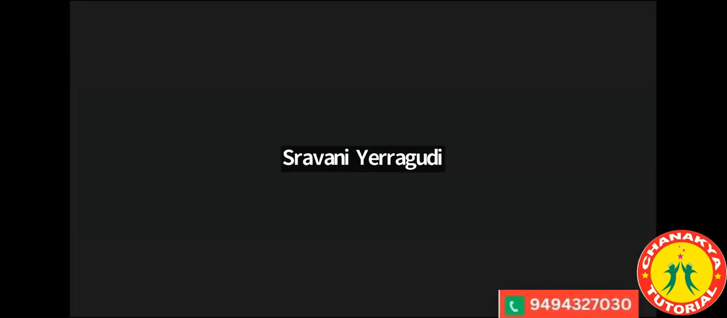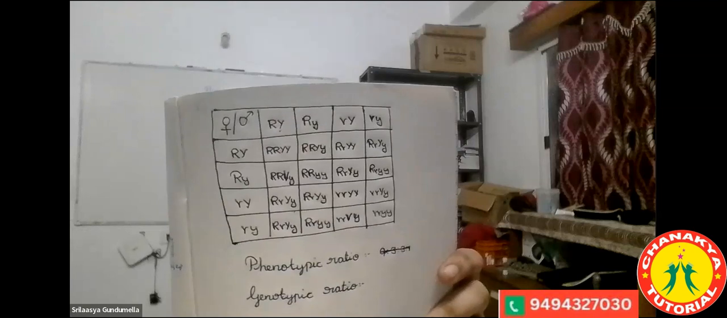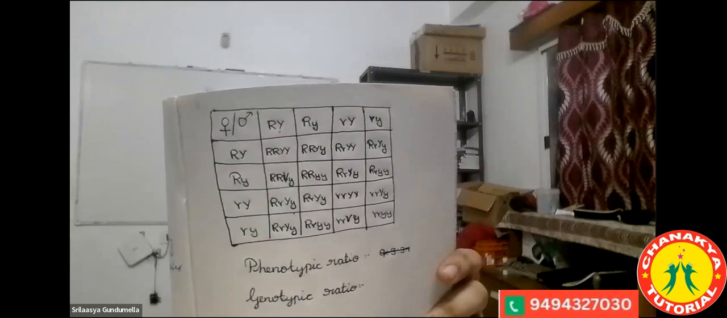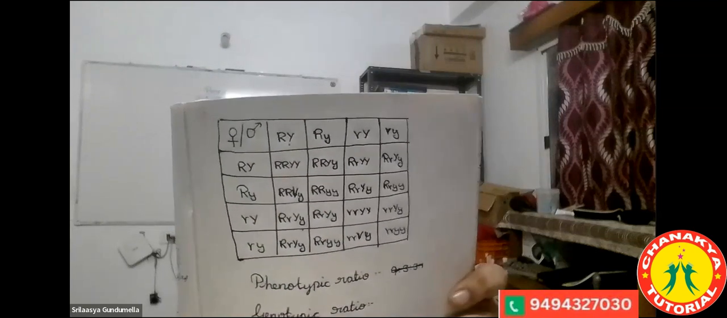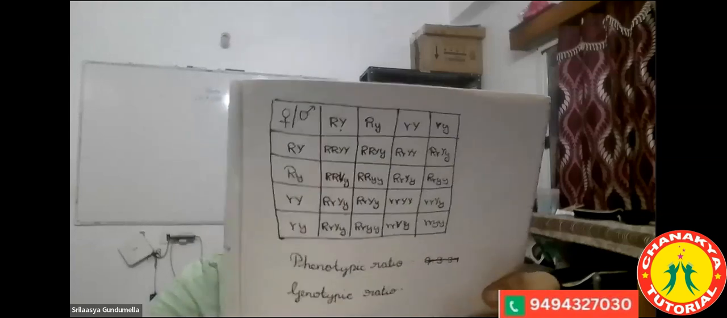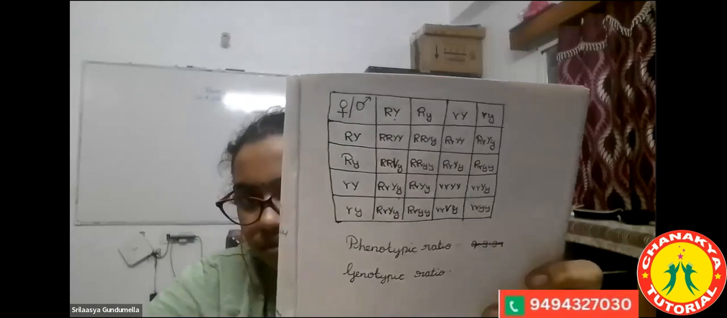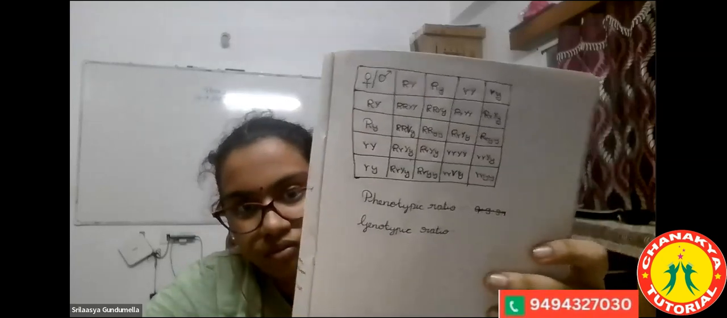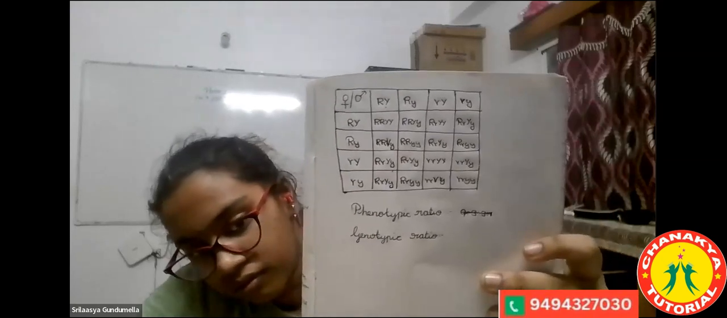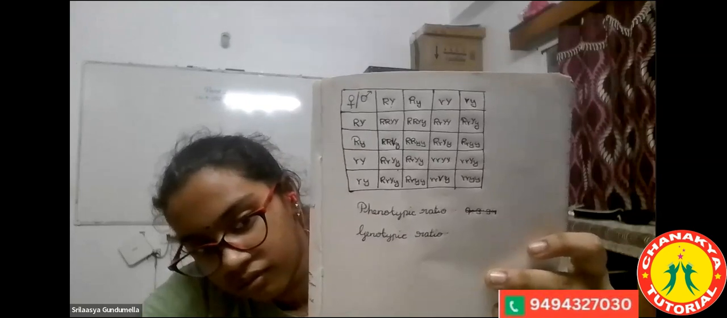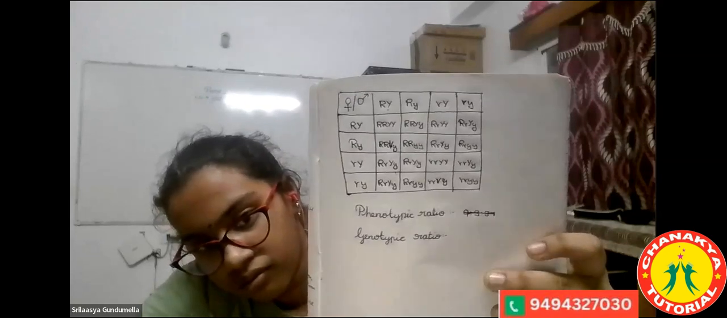Sir, I'm not exactly able to understand the genotypic ratio. What are you not able to get? The making of the crosses or finding out the ratio? Crosses I've completed, and I even got the phenotypic ratio, but I'm unable to understand the genotypic ratio part.